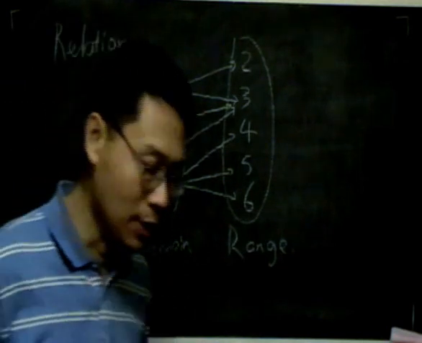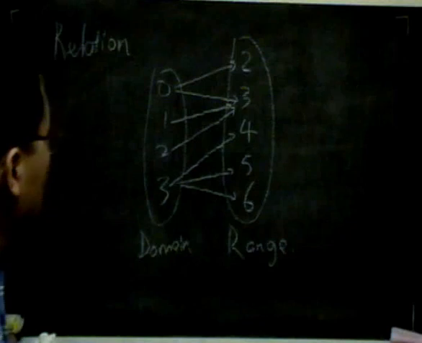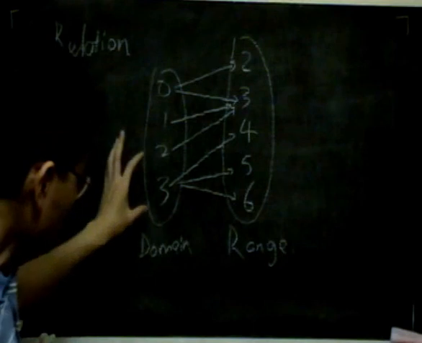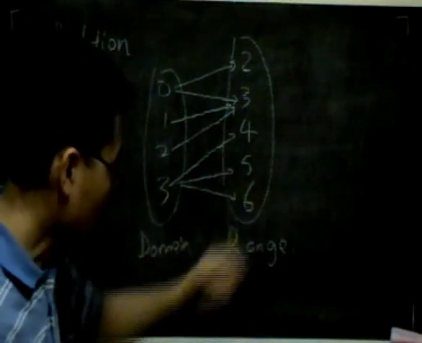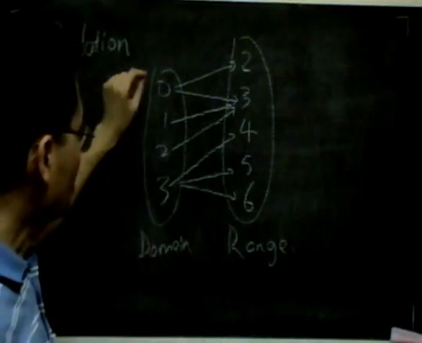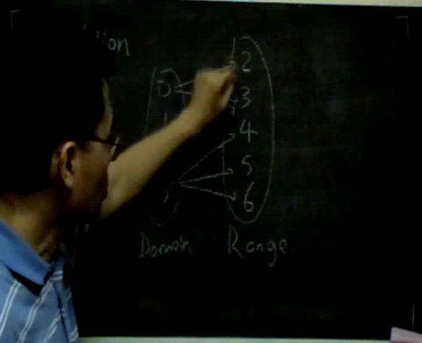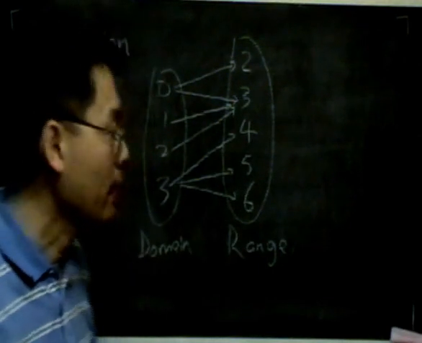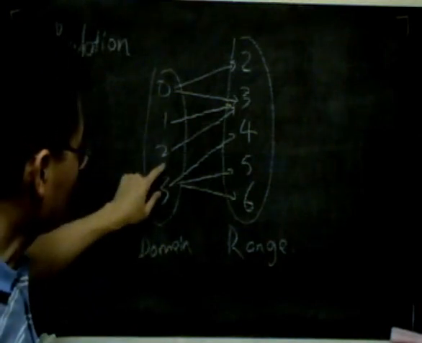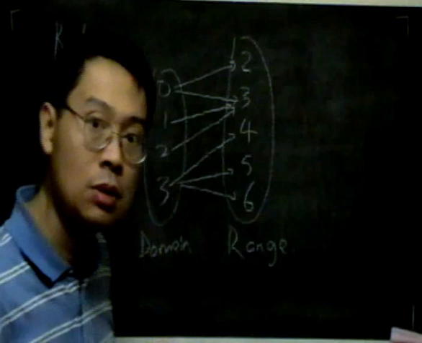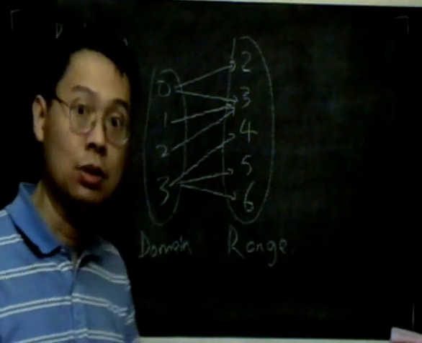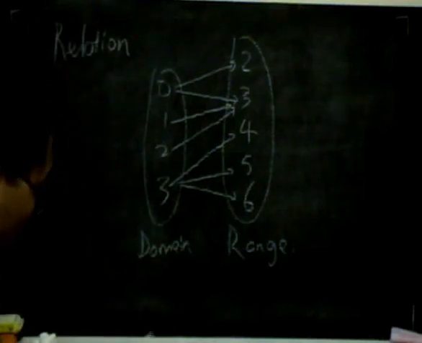So the idea that I want to introduce here is the possibility in the relation between a domain and the range that a number can be related to more than one number, and that we can also have more than one number mapping onto the same number. So both of these are allowed in a relation in mathematics.